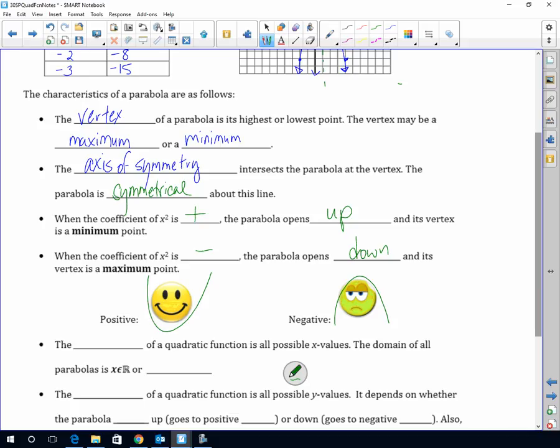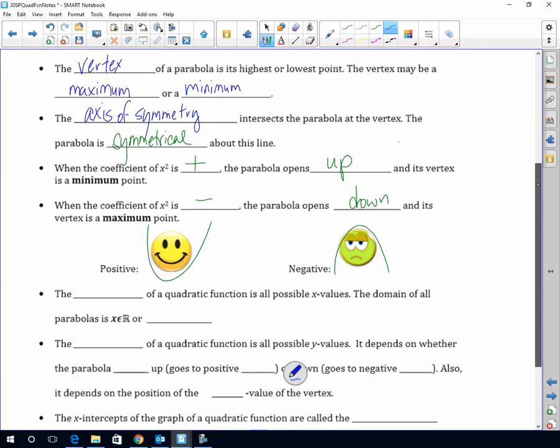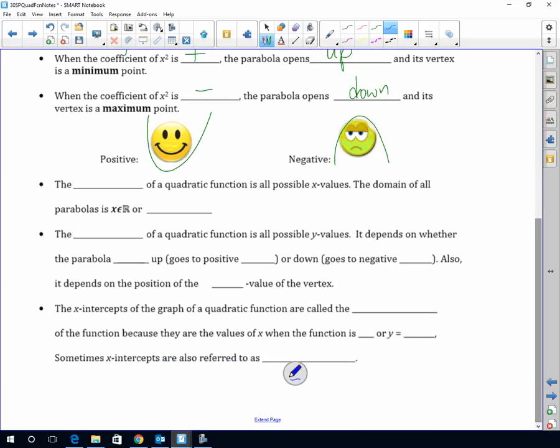The blank of a quadratic function is all possible x values. What do you think I'm talking about there? The domain. Does everybody agree that there is no limitation to my x values? I can plug whatever I want in there. The domain is everything. So the domain of all parabolas is x is an element of the reals, or how do I write this in interval notation? Round bracket, negative infinity to positive infinity.